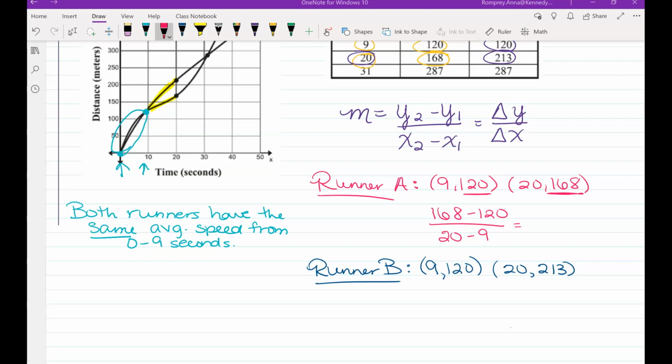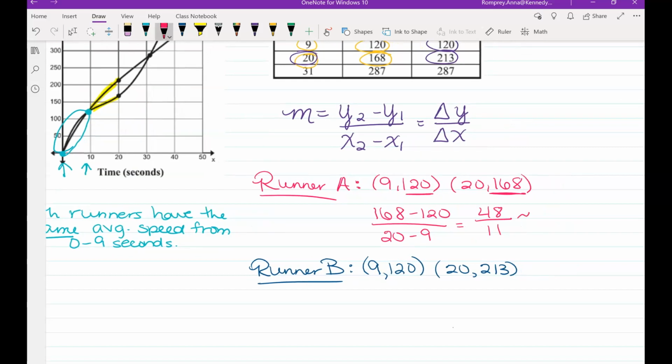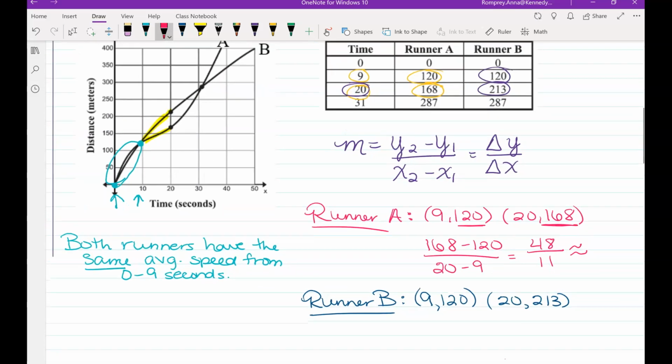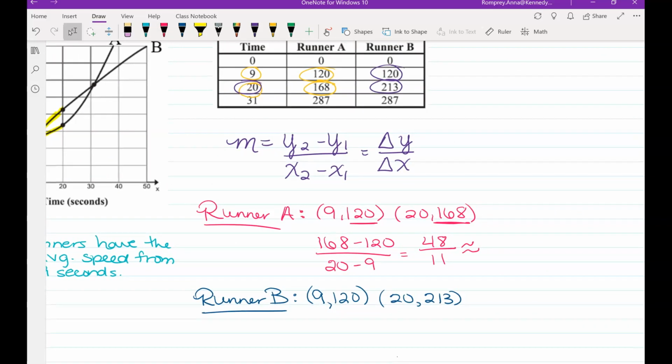So 168 minus 120 gives me 48, divided by 20 minus 9, so over 11. So 48 divided by 11, because 48 elevenths doesn't mean much to me. If I'm looking for the average speed, that's distance divided by time. So 48 divided by 11, I get a long decimal, so I'm going to round to the nearest hundredth. So 4 and 36/100 meters per second. All right, that sounds pretty darn fast.